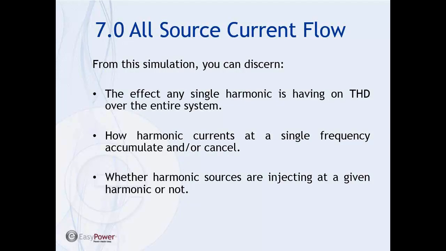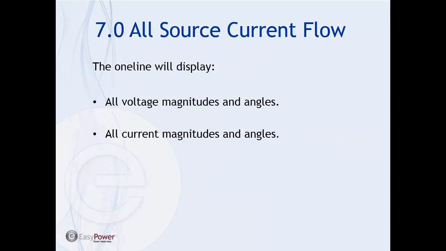So you can look at one harmonic and see what its impact is, and how harmonic currents at a single frequency accumulate or cancel. That's a really interesting one. Especially if you have a resonance going on, you can see how the harmonic currents are being amplified, and whether harmonic sources are really injecting at a given harmonic or not. So you put in all your data, and with a quick check, you can click on the all source and look at all your sources that you thought had harmonics at this particular frequency, and if it's 0, it's not injecting anything. So that's a quick way to do some debugging.